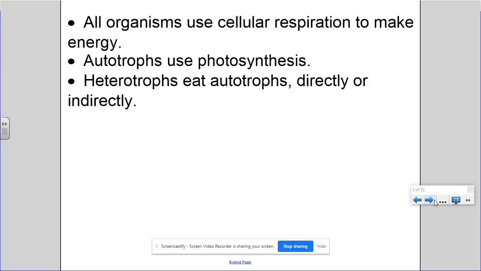Autotrophs are going to use photosynthesis, and then they'll use cellular respiration to get the ATP out of there, and heterotrophs will eat autotrophs directly or indirectly to get their energy. Remember that another name for autotroph is a producer, another name for heterotroph is a consumer.